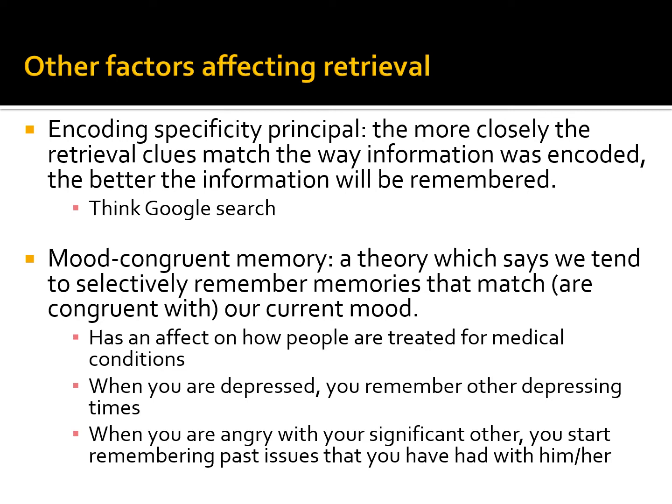Continuing long-term memory notes. Other factors affecting retrieval. Encoding specificity principle. The more closely the retrieval clues match the way information was encoded, the better the information will be remembered. So think about a Google search, right? The better or more accurate you are in what you type into Google, the more likely you are to get your results. Same thing when you're encoding something.